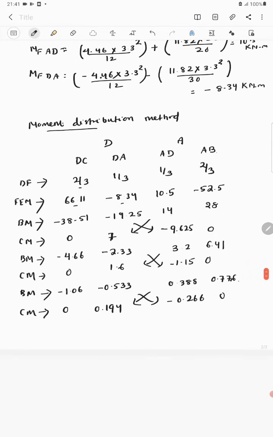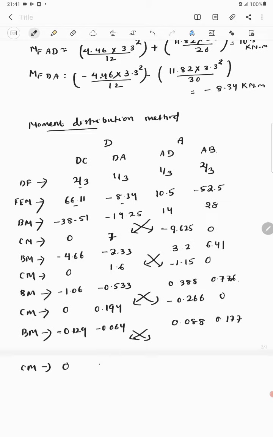This is 0. Now what is the balance moment? 0 plus 0.194 into 2 by 3, that is minus 0.129. This is minus 0.064. This is 0.088. This is 0.177. Now what is the carryover moment?